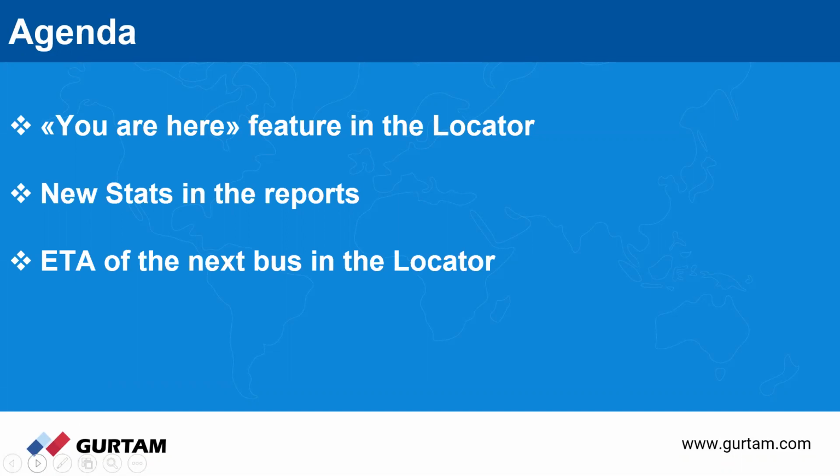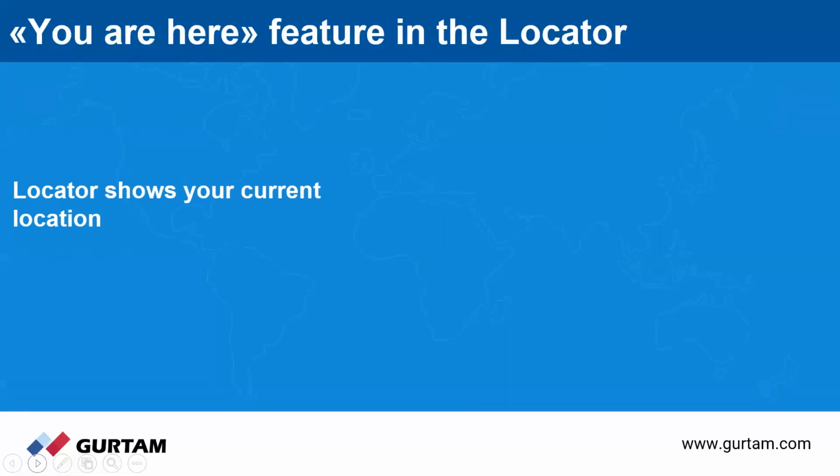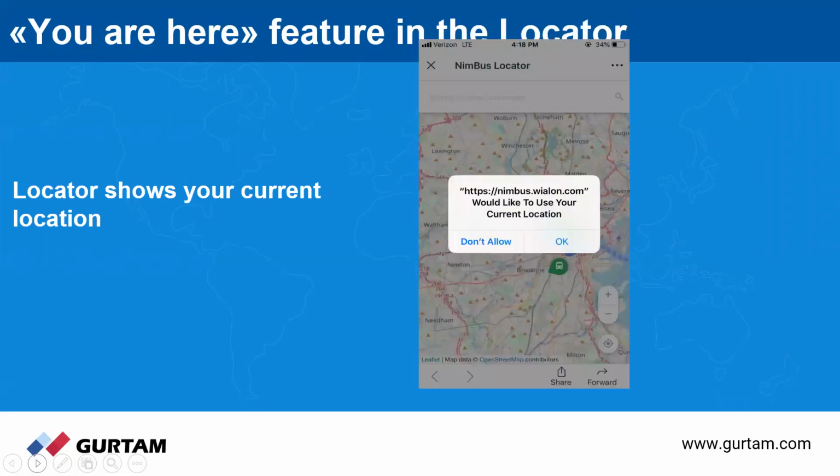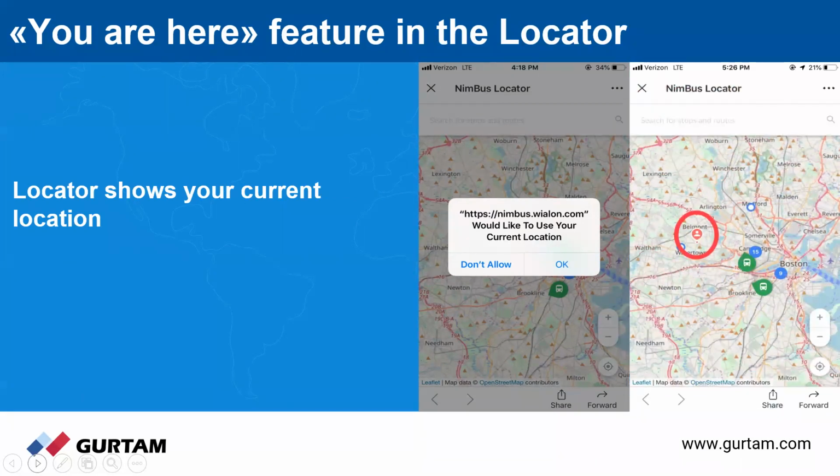So I'm going to talk about the You're Here feature first. The You're Here feature is available in the Locator link, which is generated in NimBus, and it shows your current location. But it only shows your current location on the map if you're willing to share your location, if you allow us to use your GPS data. If you're okay with that, then you will be able to find yourself on the map. Here you can see an icon, and I circled it in red. So this is how you can find yourself.